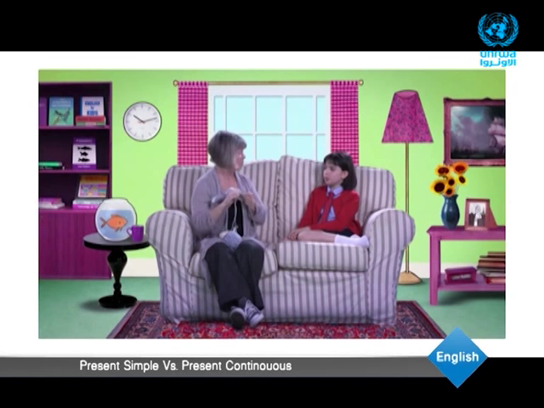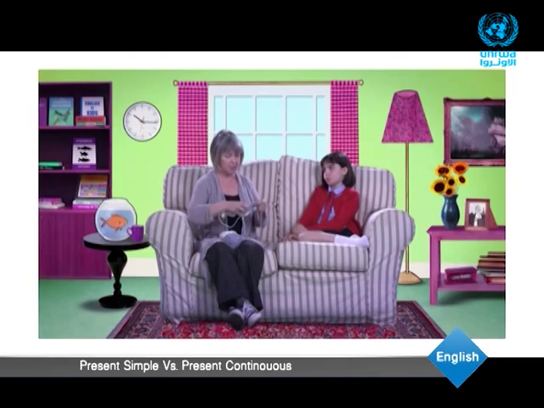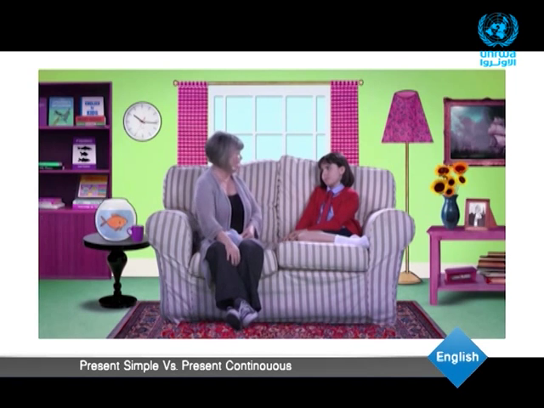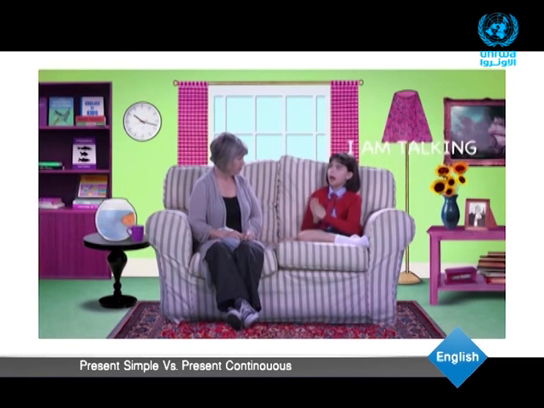Gran, what are you doing? I'm knitting a jumper. I'm knitting. Why don't you say I knit? That's the present tense in English. Because there are two present tenses in English. And when we're talking about things we're doing right now, we use the present continuous. You try. What are you doing now? Well, I'm sitting on the sofa, I'm talking to you, and I'm watching you knit.